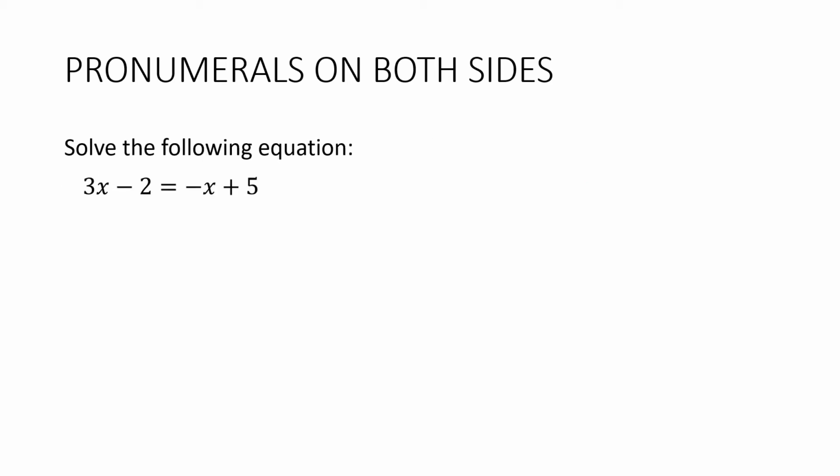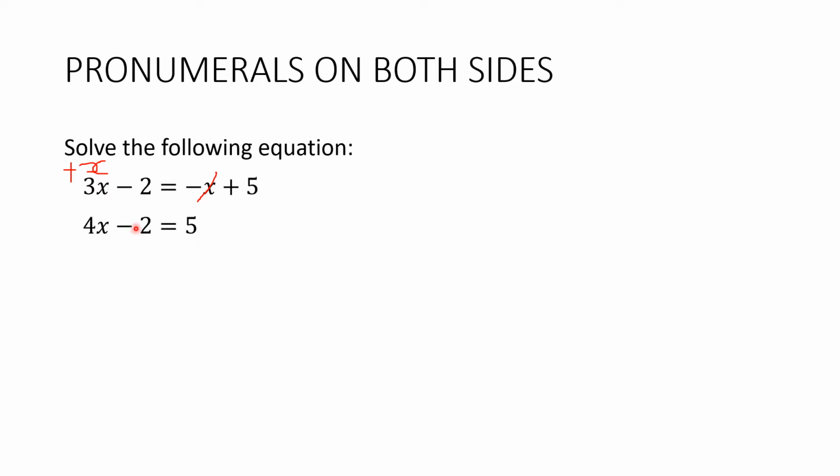Let's try another one. 3x take away 2 is equal to negative x plus 5. So let's move that negative x. The opposite is going to be positive x, or plus x. All right, 3x plus x is 4x, take away 2 is equal to 5. Can you see how I got that? So we've gone from pronumerals on both sides to a two-step equation.